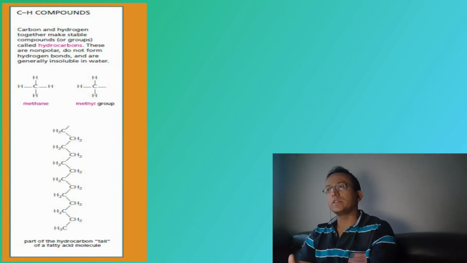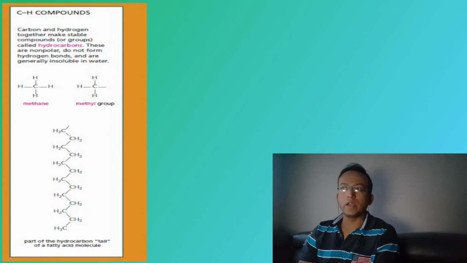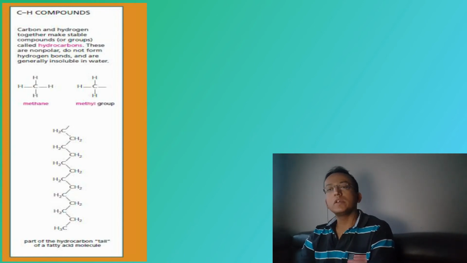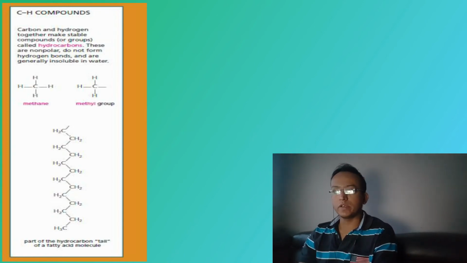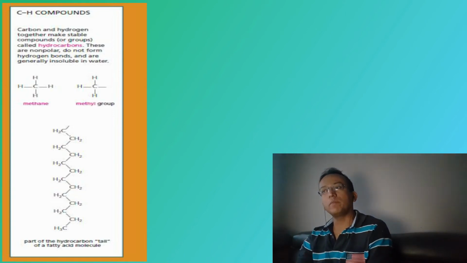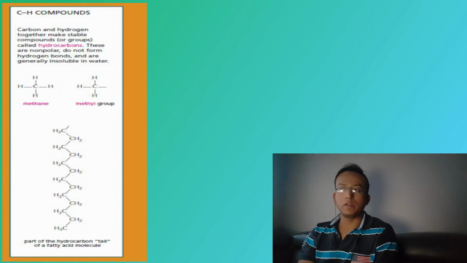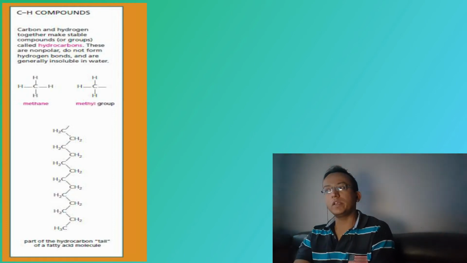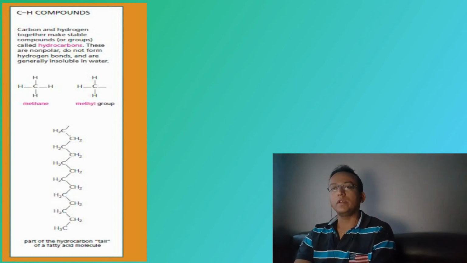Carbon and hydrogen together make stable compounds called hydrocarbons, which are hydrophobic as well. These are non-polar, do not form hydrogen bonds, and are generally insoluble in water. You can see in the picture the methane and methyl group, and how they are connected.